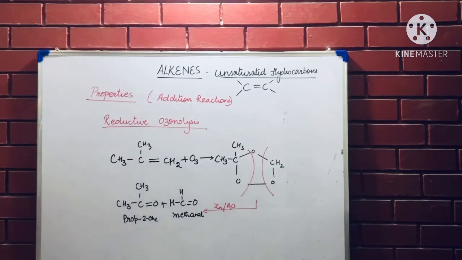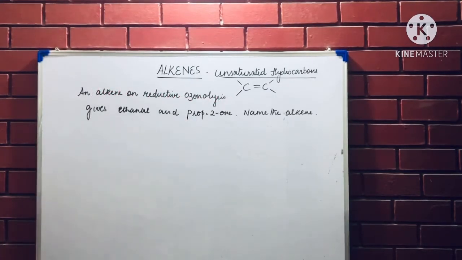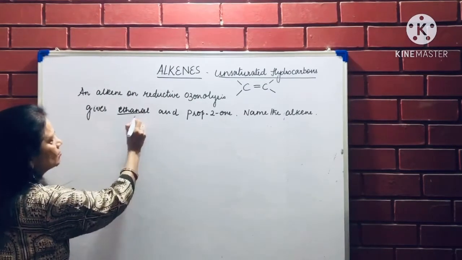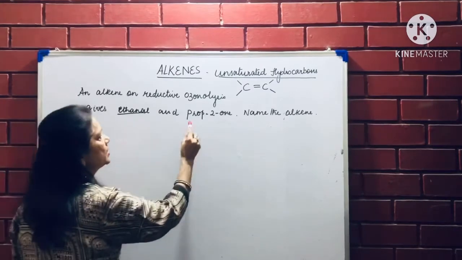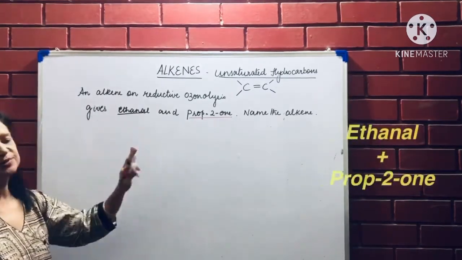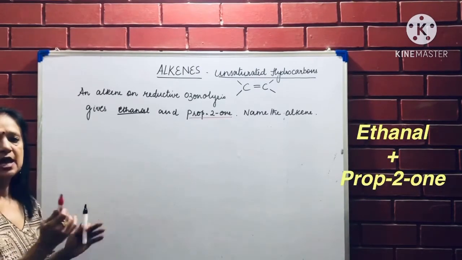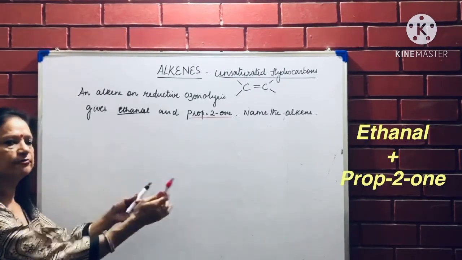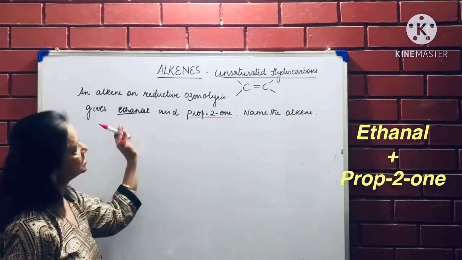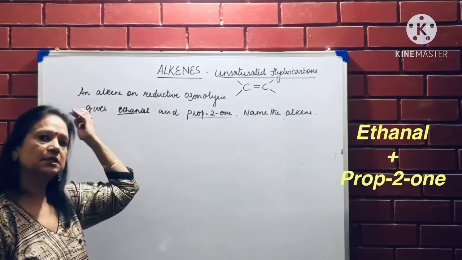Now supposing a question says an alkene on reductive ozonolysis gives ethanal, one compound, and the other compound is propan-2-one. Name the alkene. This is the opposite of what we have done just now. I had done ozonolysis and it gave me either ketones or aldehydes. Now the question says that this is being given, tell me the alkene.